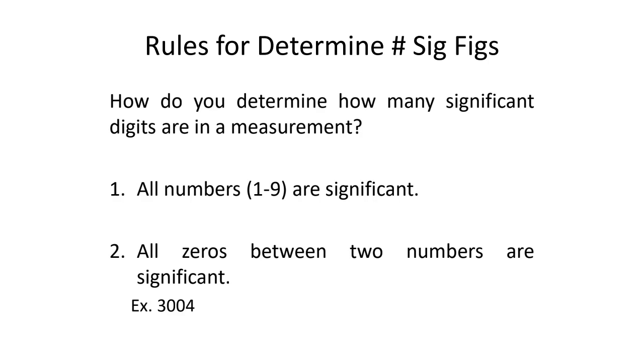Okay, let's look at the rules for determining the number of sig figs. So how do you determine how many significant digits are in a measurement? It really boils down to the zeros, because all numbers 1 through 9 are significant. It's the zeros that sometimes are, sometimes aren't, depending on where they are. So all zeros between two numbers are significant. If you look at 3004, that would have 4 significant digits, or 4 sig figs, because the zeros are significant.